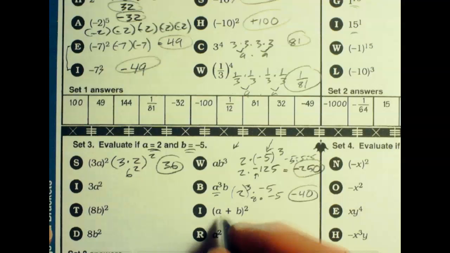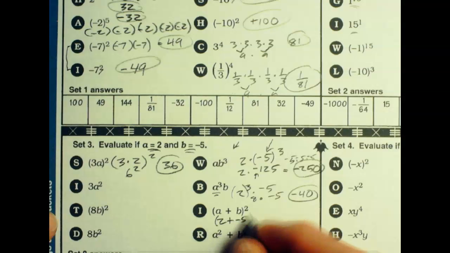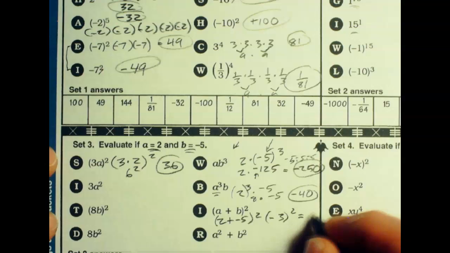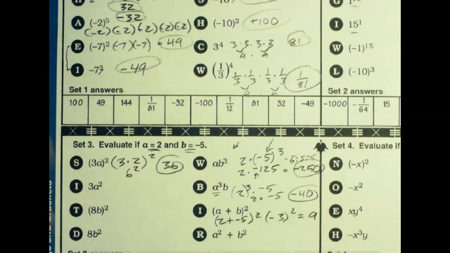You just put a and b in there. So it's 2 plus negative 5, and that's going to be squared. Well, that's the same thing as negative 3 squared. This is 9. Okay?